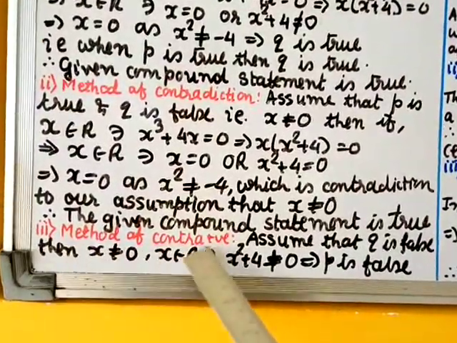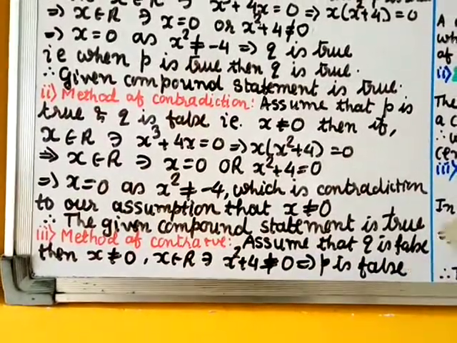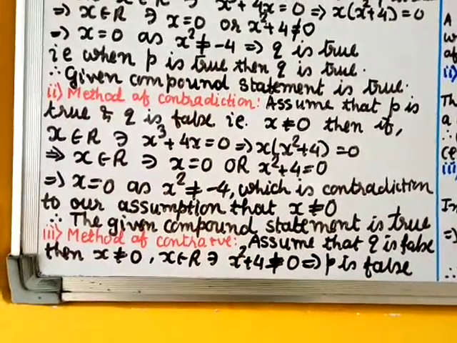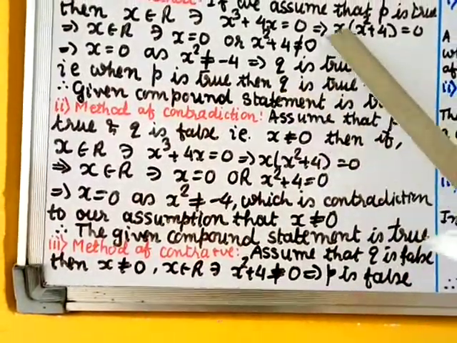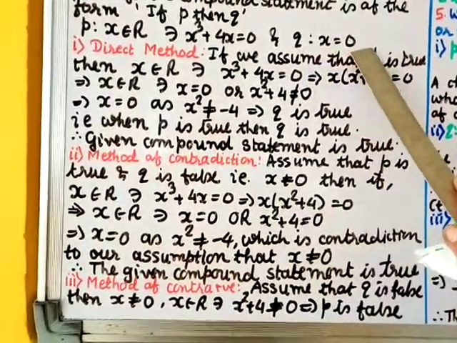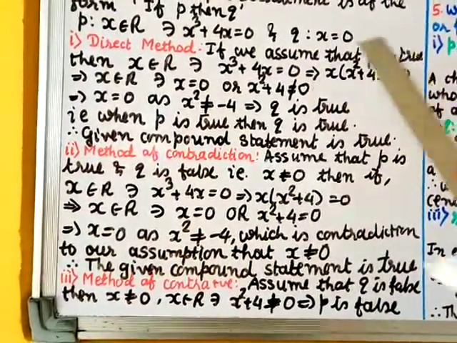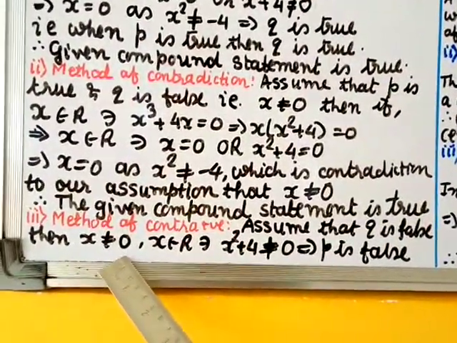Number 3, method of contrapositive. Assume that Q is false. So first we'll assume Q is false. That means x is not equal to 0, because x equal to 0 is the second statement, right? We are assuming the contrary, so we consider that this Q is false. That means x is not equal to 0. So then x is not equal to 0.